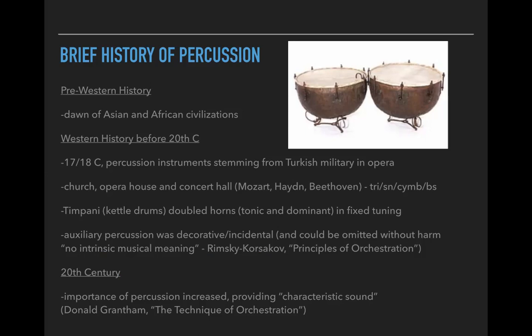And this is when we start hearing percussion in the classical music world, the Mozart, Haydn, Beethoven: triangle, snare drum, cymbal, and bass drum. Around the same time, we also have the timpani, which were then called kettle drums, and here's a picture of them, which were tightened by hand, not easily tuned. So often we're talking about tonic and dominant only.